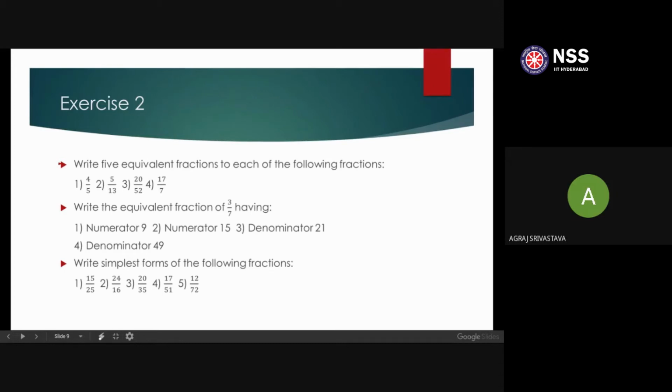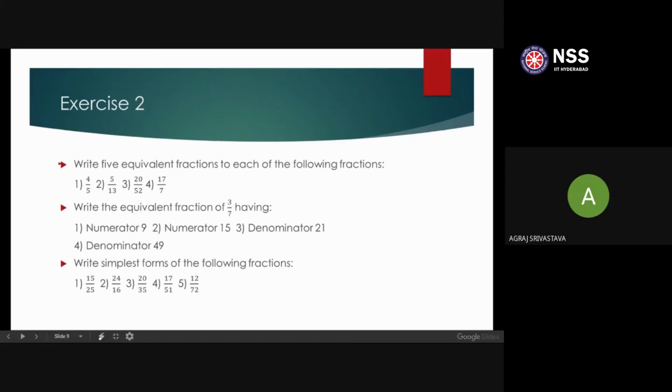So 4 by 5, multiplying both numerator and denominator by 2 gives you 8 by 10. Multiplying both by 3 gives you 12 by 15. Both by 4 is 16 by 20. Both by 5 is 20 by 25. And then when you multiply both by 6, you get 24 by 30.